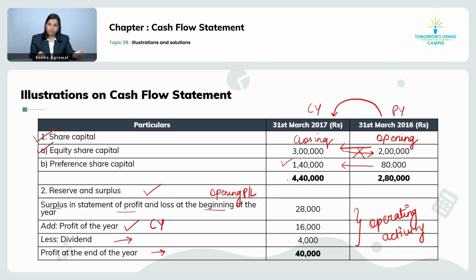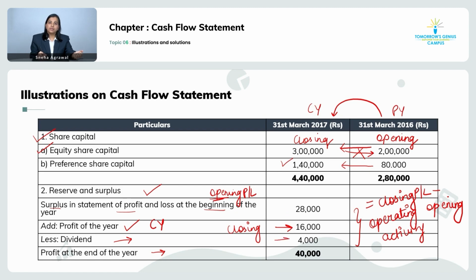How do I get the number which I need to take to the cash flow statement? For that, we will be deducting the opening profit and loss balance from the closing profit and loss balance. So firstly, what is my opening balance and closing balance? The current year is this, so this is my closing profit and loss, and beginning means opening profit and loss.